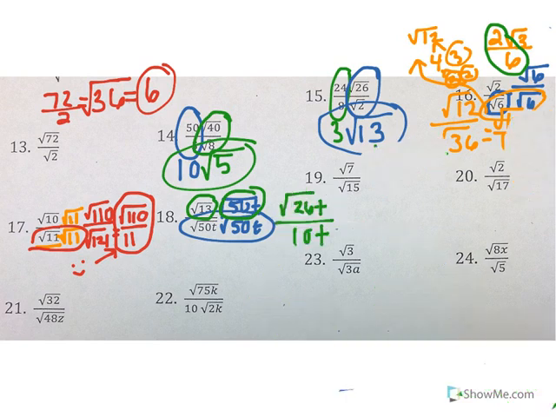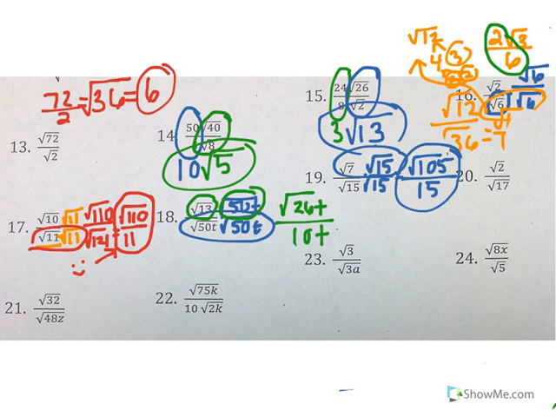For number 19, you're going to have to rationalize the denominator because you can't reduce this and you can't divide. So that means you're going to have to multiply the bottom by itself and the top by the square root of 15 as well. If you multiply these, you'll end up with a square root of 105. And the bottom, anytime you multiply a square root by itself, you end up with just itself, but not a square root.